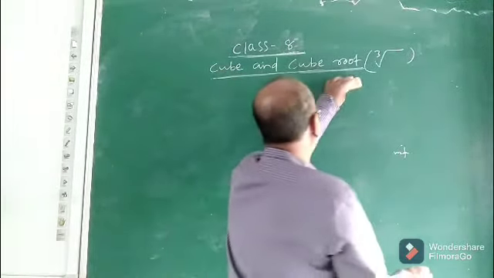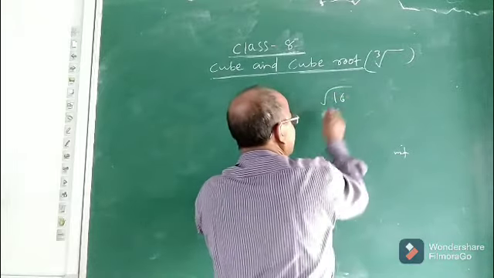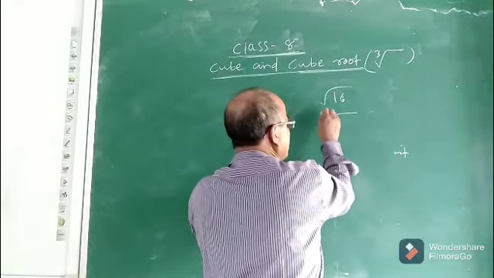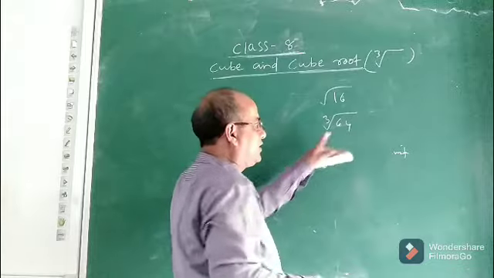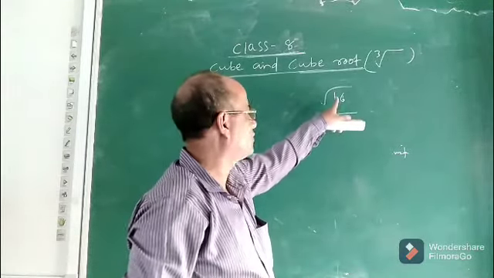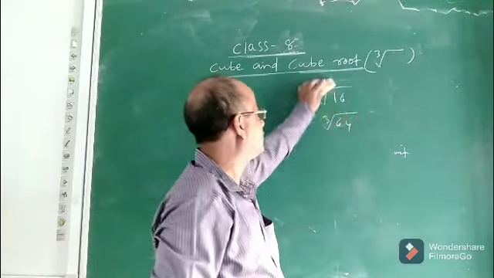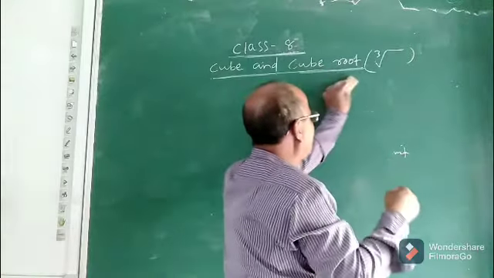Like we write square root, this is the square root of 16. This is the cube root of 64. You see how to read: cube root of 64, square root of 16. So this is the symbol for cube root. Now what is cube root?